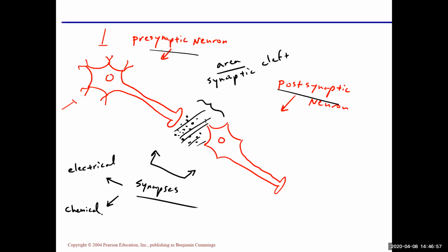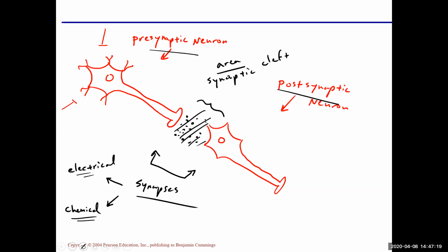All right, so we're going to be concentrating on the chemical synapses. I'm just brushing off the concepts of the electrical synapses to give you an idea of what's going on. Electrical synapses don't have this delay. They don't have this space in between them.